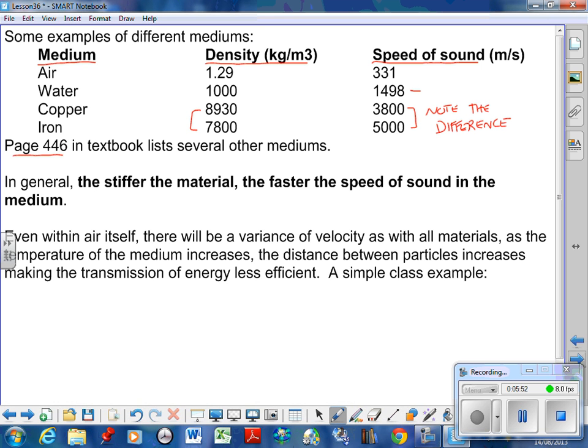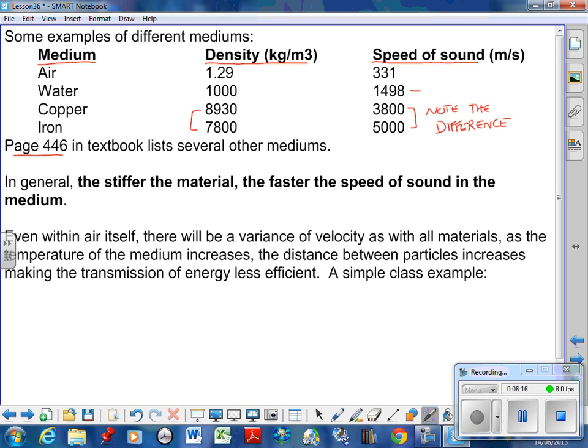So when we look at the density, copper is more dense, so that means the particles are more tightly packed. However, the speed is significantly less. So why is that? Why is there that difference between the two? Well, if you were to compare copper and iron, so if someone knew the difference between a copper pipe and an iron pipe, what could you tell me about the two?